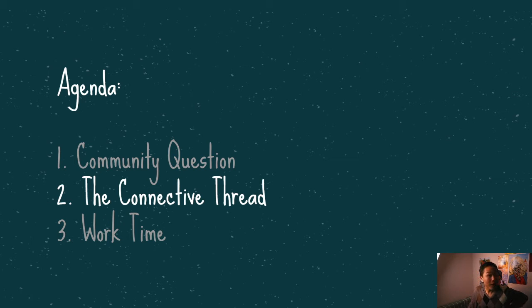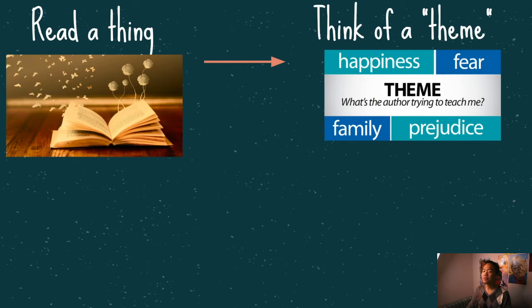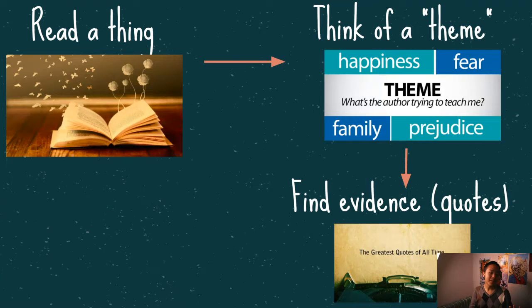Now I'm going to make a wild guess and think that in most of your essays, usually when you have to write an essay for English, it goes a little something like this. Tell me if I'm wrong though. So usually you read a thing and then you think of a theme. Themes will be different things. You can think about themes, the moral, the message of the story. And then maybe you'll find some evidence, like some quotes.